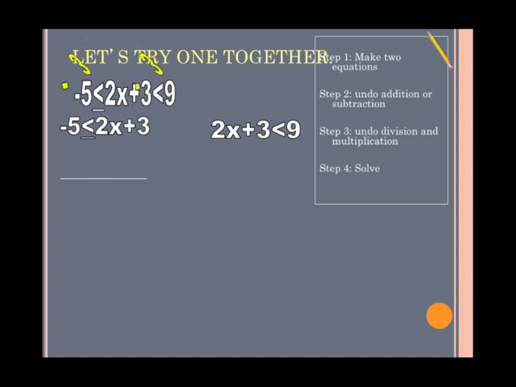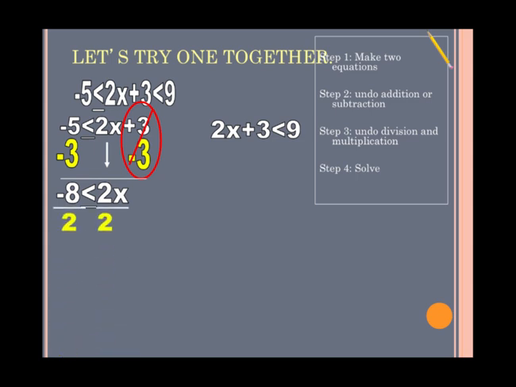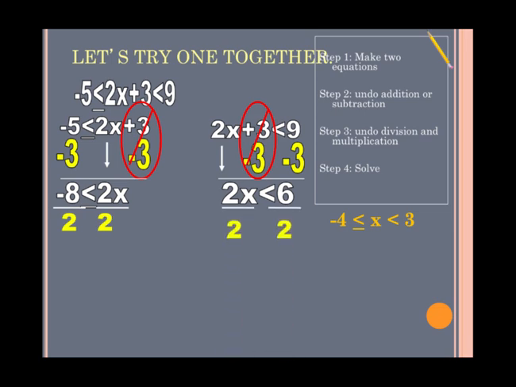So for the first one, we're going to go ahead and subtract 3 from both sides. That leaves us with negative 8 is less than 2x. Then we can go ahead and divide both sides by 2. On the other inequality, again, we can go ahead and subtract 3 from both sides. When we do that, we end up getting 2x is less than 6. And again, we end up with an inequality at this point, which is negative 4 is less than or equal to x, which is less than 3. So we have negative 4 is less than or equal to x, and we also have x is less than 3.